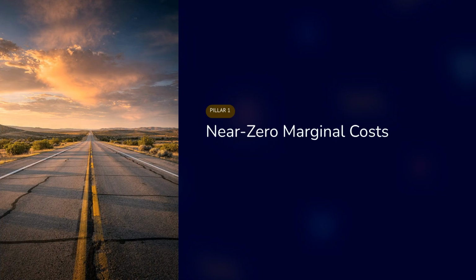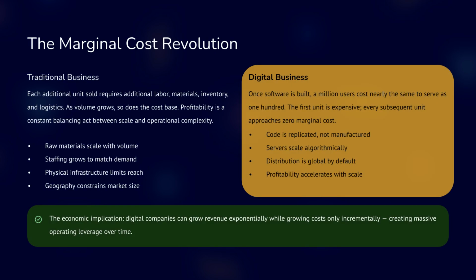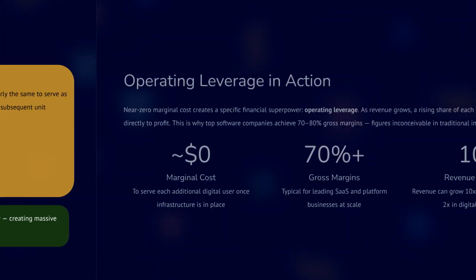Pillar 1 is near-zero marginal costs. This is the most powerful structural advantage of digital business. Serving one more customer costs almost nothing once the initial investment is made. In traditional business, costs scale with volume. In a digital business, the first unit is expensive, but subsequent units approach zero marginal cost. This allows digital companies to grow revenue exponentially while costs grow incrementally, creating massive operating leverage.